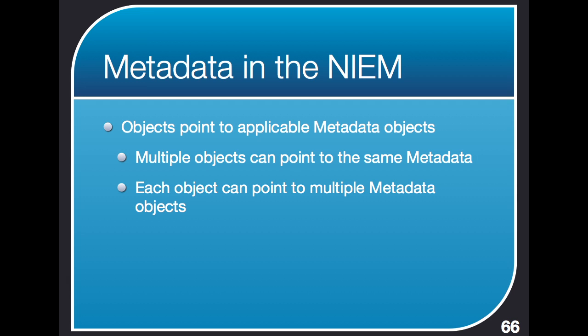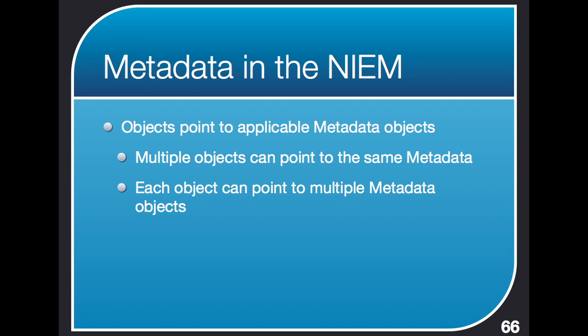In the NIEM, objects point to metadata objects which are applicable to them. It's kind of the opposite of how roles work. Remember, roles point to the objects playing the role. It's the other way around in metadata. The object points at the chunks of metadata that apply to it. So if I'm an object and that last expired date thing applies to me, then I point to that and say that's the metadata that applies to me.